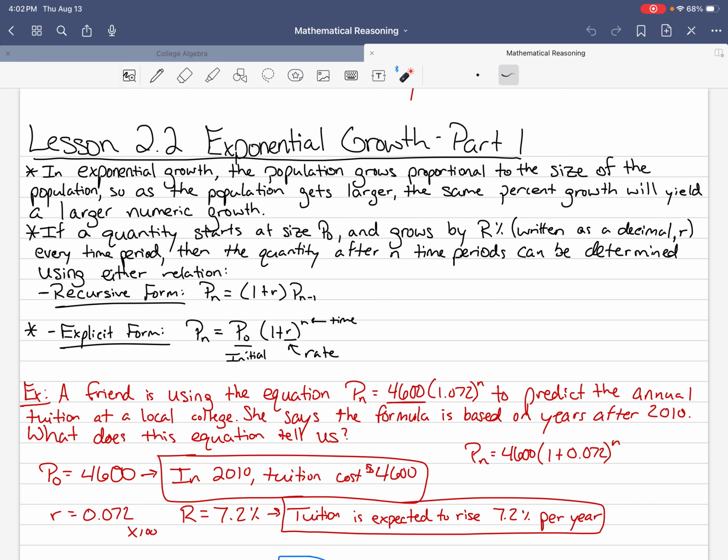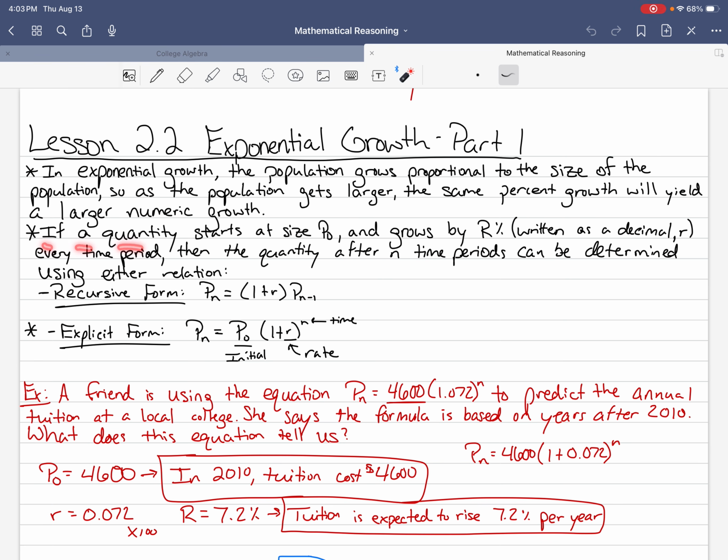So, for example, say you keep having a 5% growth, but if you had 100 people versus 150 people, 5% of those two numbers would be different. So that's why it's saying that we may have the same percentage growth, but we're going to have a larger numeric growth.